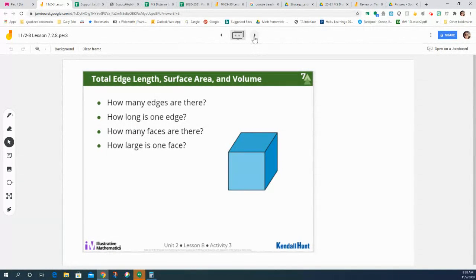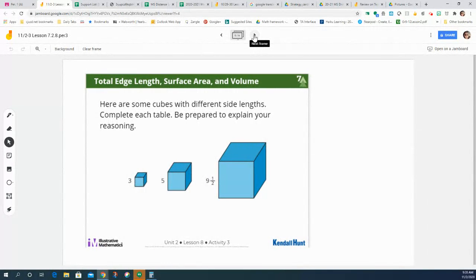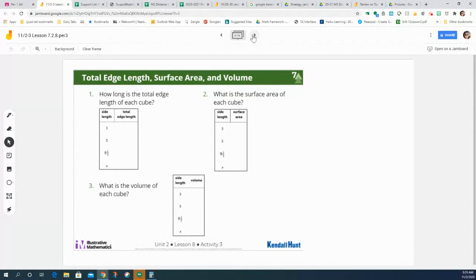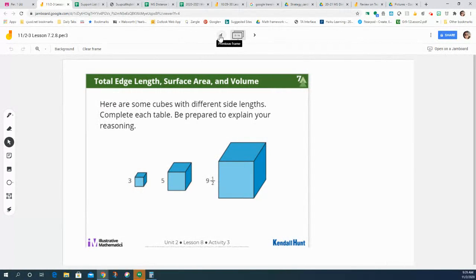So how many edges are there? I'm thinking I might skip this. Okay, so let's go to slide 5. Slide 5 is on page 129.